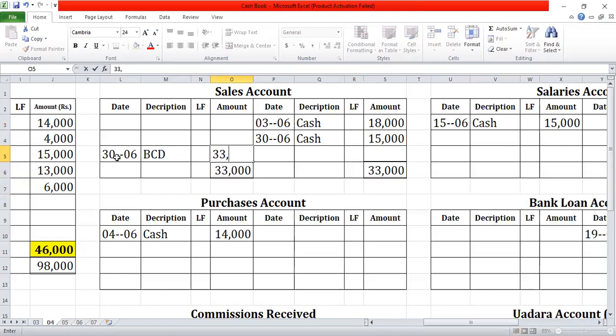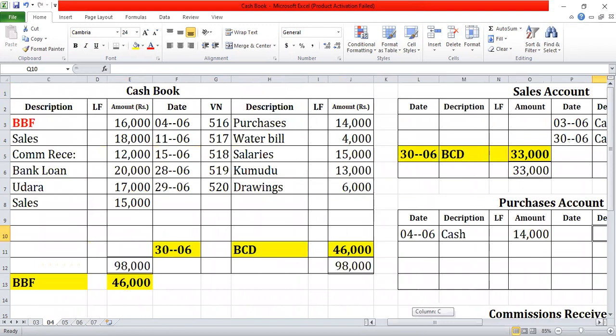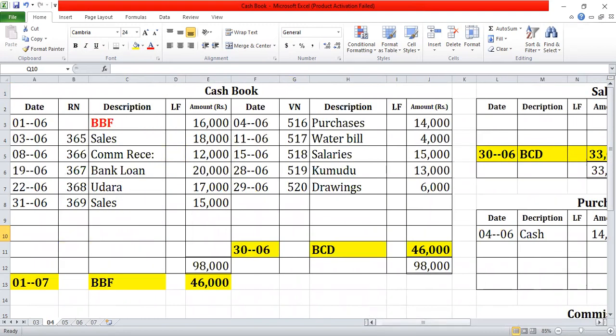We call this BCD, even though it is an income account, but still according to the syllabus it doesn't matter. This is how you calculate the balance carried down of the sales account. Do you know this can be applied for every single account in the question? Now tell me, do you understand this activity? If you're ready, I can take you to the next question.